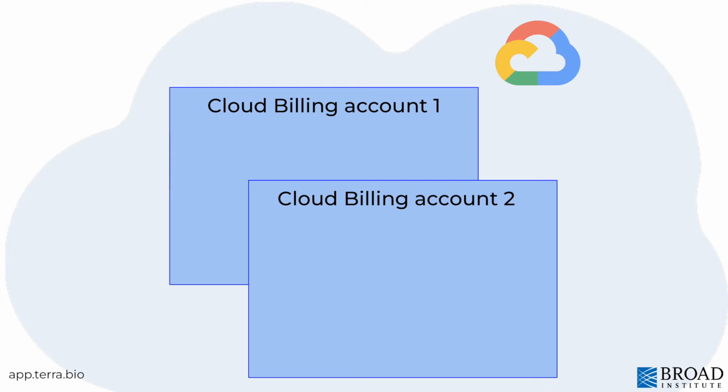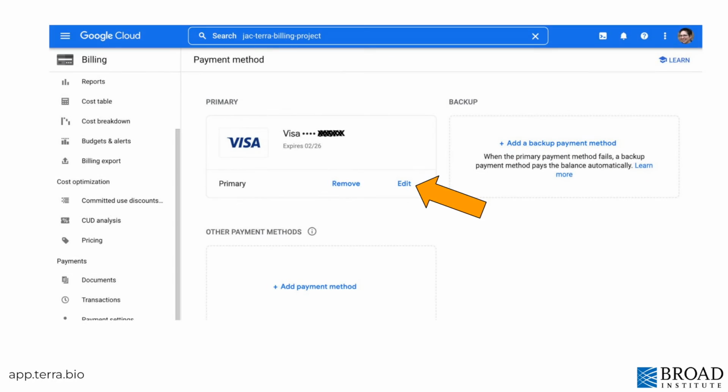Each Google ID can have multiple billing accounts. For example, you might set up a separate billing account for different grants. Then any cloud charges can be cleanly associated with the grant funding the activity. Having one billing account per funding source makes it easy to update the payment information.